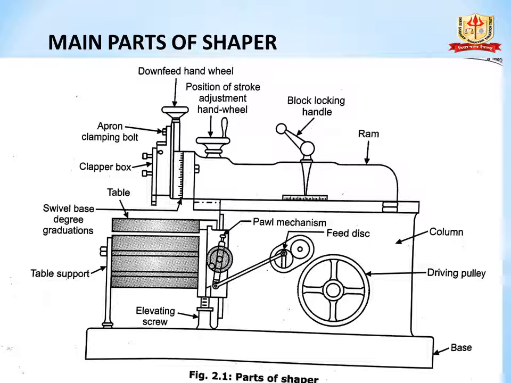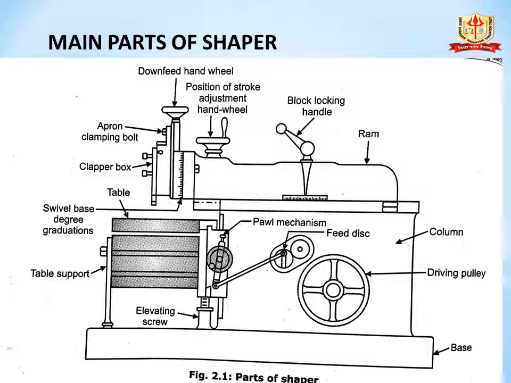Seventh part is a tool head. Tool head is clamped rigidly on the front end of the ram. It consists of a vertical tool slide and apron. The vertical tool slide has a circular swivel base graduated in degrees so as to enable it to turn and set the required angle with respect to the work. By rotating the downfeed screw handle, the tool can be fed or retrieved in a vertical or angular direction.